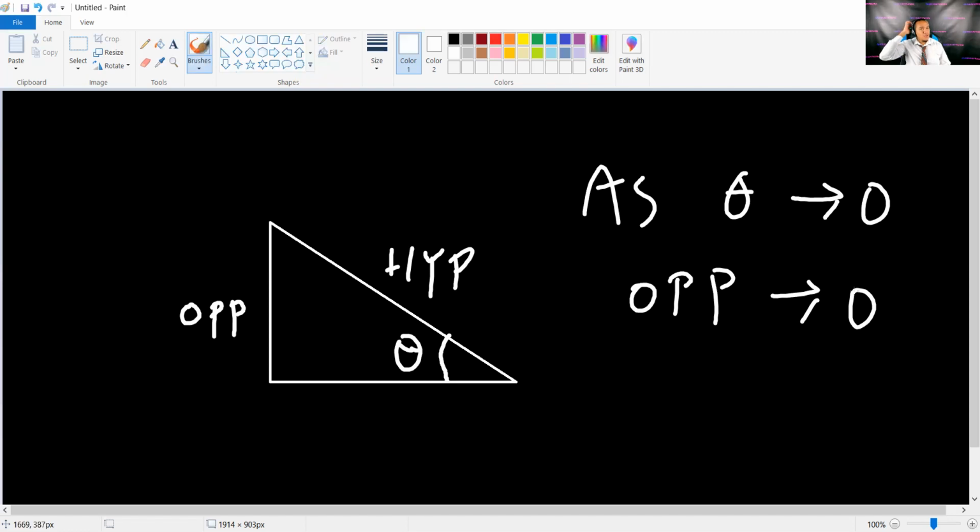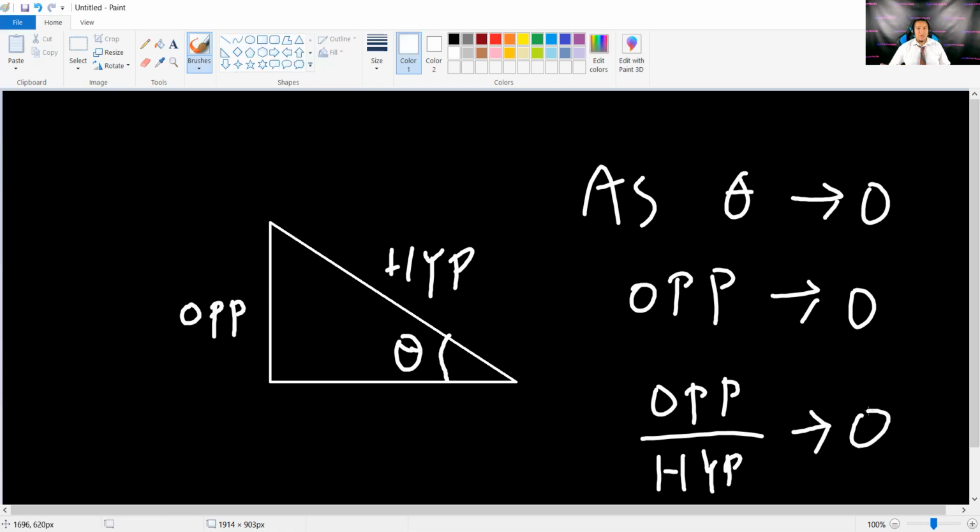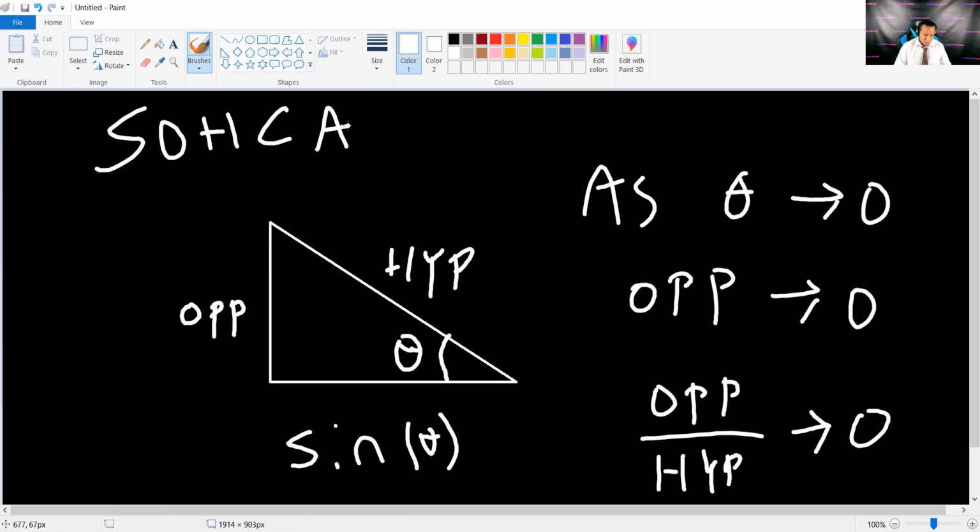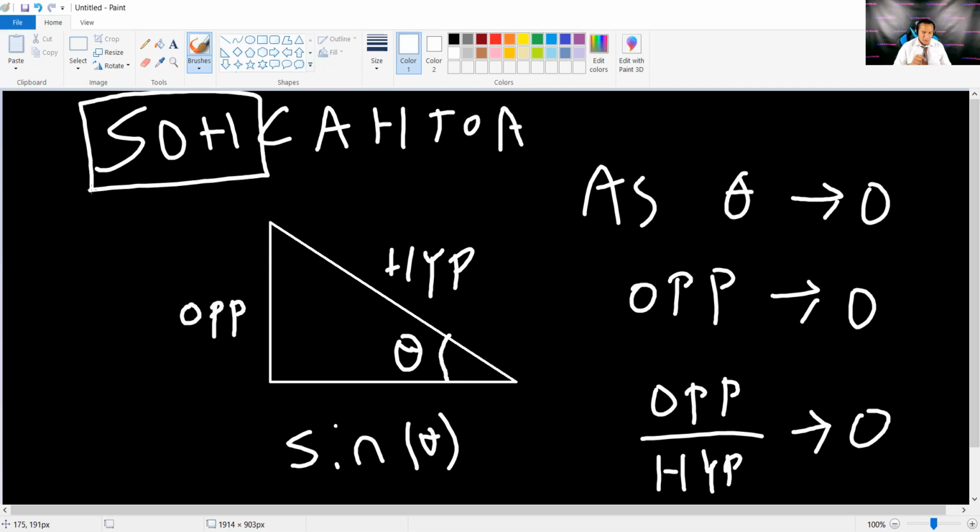Now, here's where I introduce SOHCAHTOA. A ratio is a comparison between two things. Here, let's compare the opposite and the hypotenuse sides. So if we have opposite over hypotenuse, as the angle becomes 0, obviously this will also become 0. We call this ratio, opposite over hypotenuse, the sine of the angle. That's why we have SOHCAHTOA, to remember this. We're going to go over the other ones in a moment, but SOH comes first. Sine is the opposite over hypotenuse.